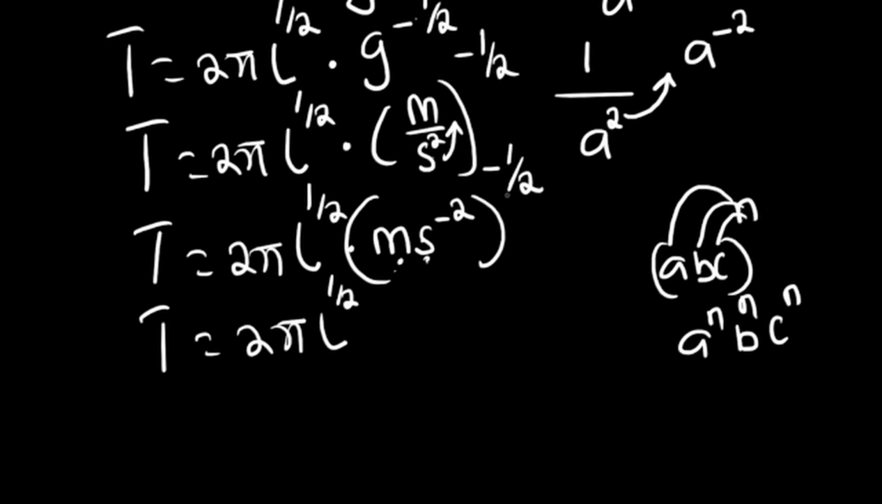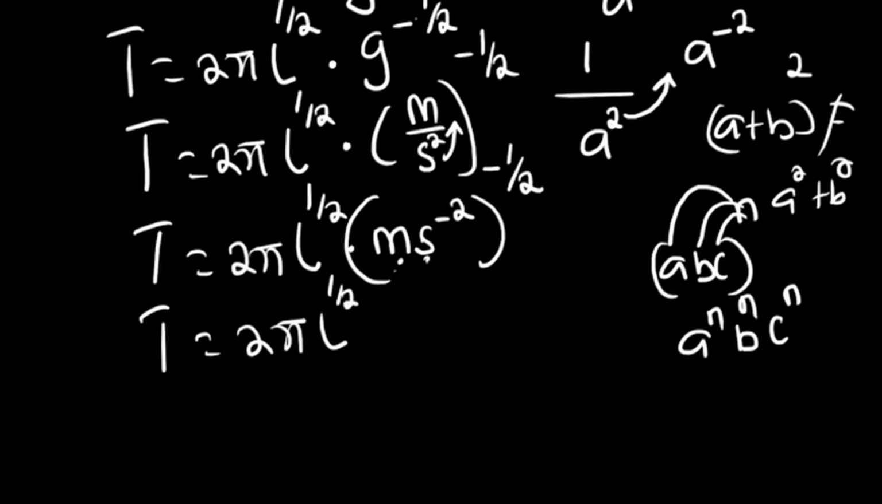But in a situation whereby they are adding up, for example, let's say we have (a + b) all squared, this is not equal to, it cannot be written as a squared plus b squared. Please take note, because they are not multiplying, they're just adding up.